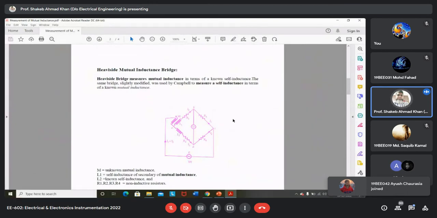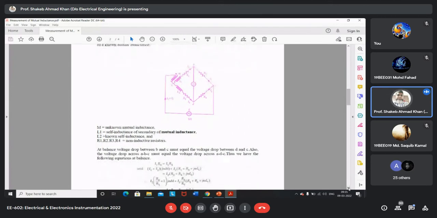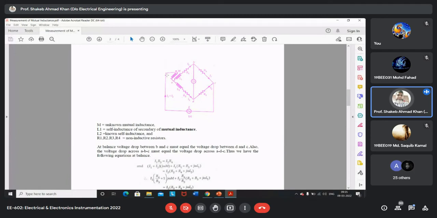One of the bridges used for measurement of mutual inductance is called the Heaviside mutual inductance bridge. In this case, you see this is the bridge, and this is the mutual inductance coil. These two coils are coupled, and we are interested in finding out the mutual inductance of this. This Heaviside bridge is used to measure the mutual inductance, and it seems a bit different because of the mutual inductance arrangement here, but that is the requirement.